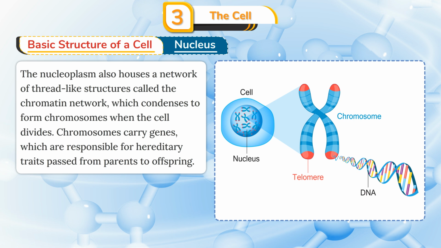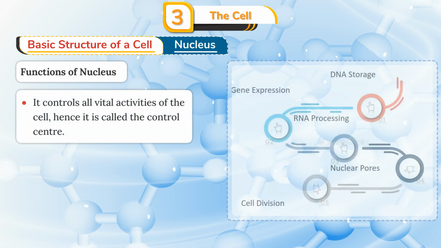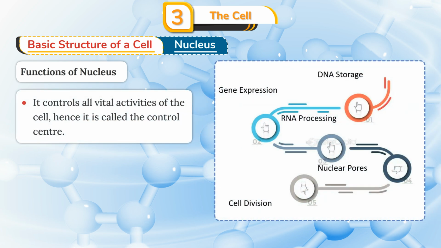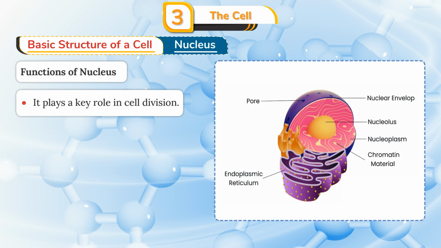Chromosomes carry genes, which are responsible for hereditary traits passed from parents to offspring. Functions of nucleus. It controls all vital activities of the cell, hence it is called the control center. It carries genetic information from one generation to the next. It plays a key role in cell division.